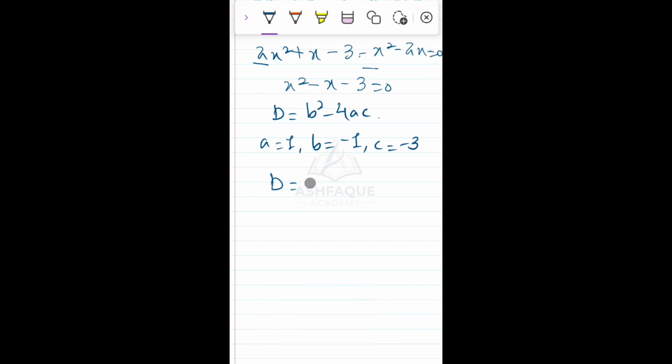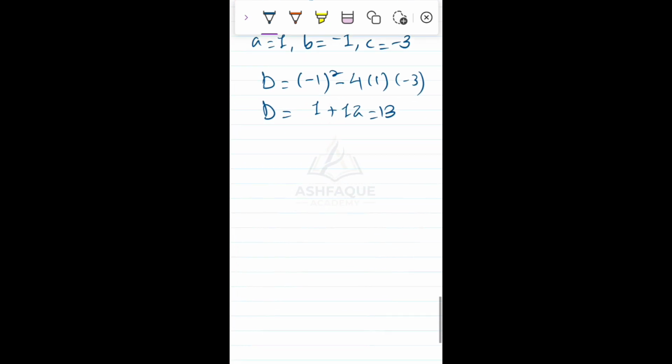So d equals to minus 1 whole square minus 4 into 1 into minus 3. So d will be equals to 1 plus 12 equals to 13. But 13 is not a perfect square.